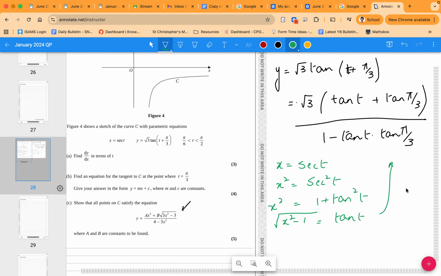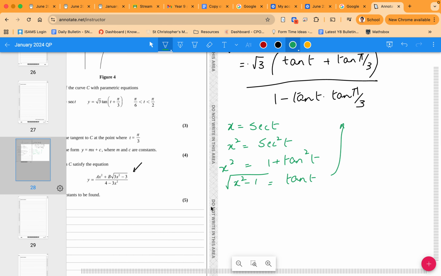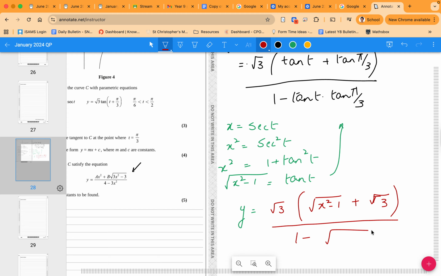tan of pi by 3 equals root 3. So we are going to plug it in there now, and it is going to become this. I'm going to plug in everything in there so that we get it in a form. So my y equals root 3. I'm going to take tan t and plug it as root of x square minus 1, and then tan pi by 3 is square root 3, and then at the denominator I have 1 minus root of x square minus 1 times root 3. Now be very careful as you work with this.